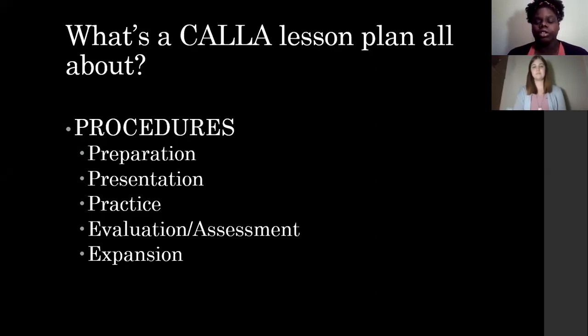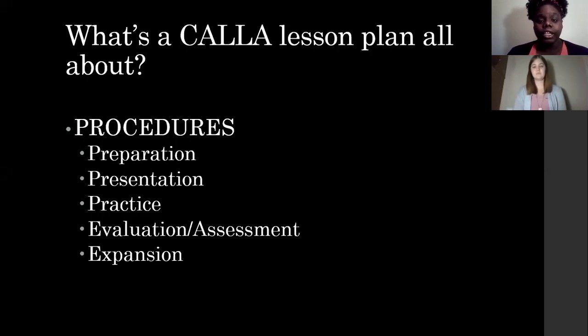The procedures. So there's 5 things that really are the heart of the CALLA lesson plan. First one is the preparation. And so in that, you are really taking into account, what do my students already know? What knowledge are they coming in with? What skills do they already have that we are going to be able to build upon in this lesson?